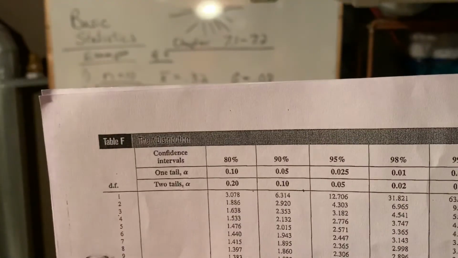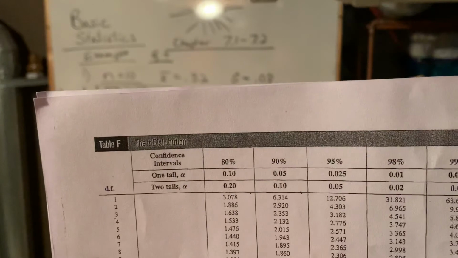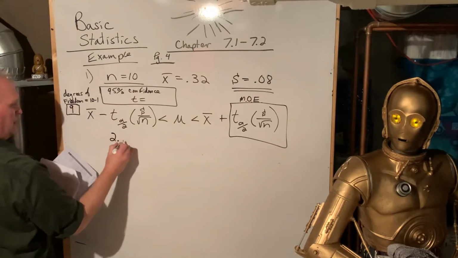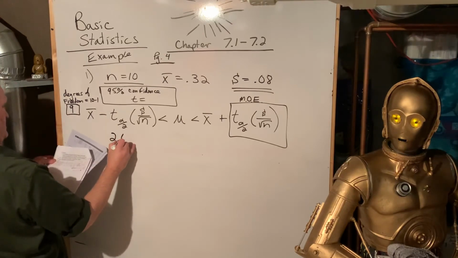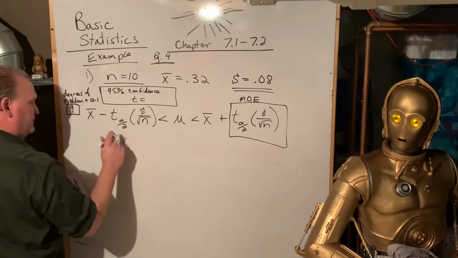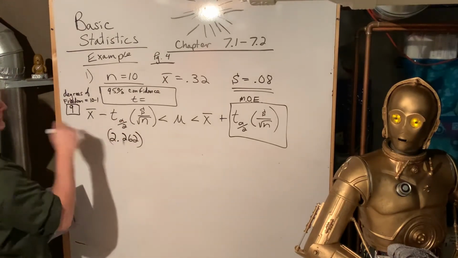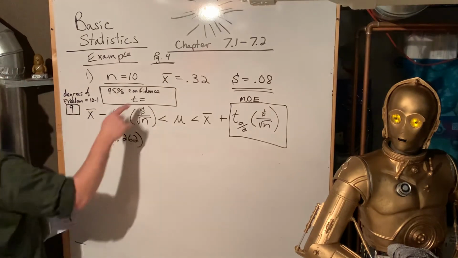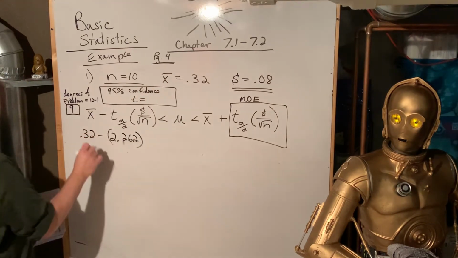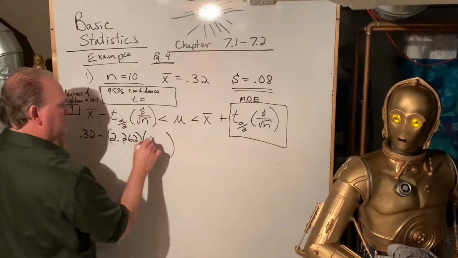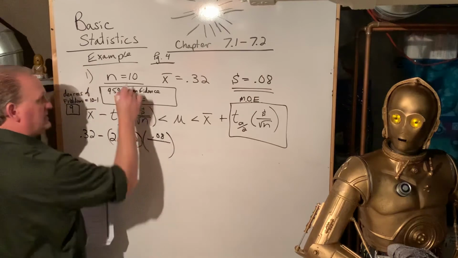And let's see, what is that? It's 2.262. So look at what's different. 2.262. That's what's going in for T. And don't worry about the alpha over 2. We already have the 0.32 for x bar. We got that for our T value. s was given as 0.08. n was given as 10.